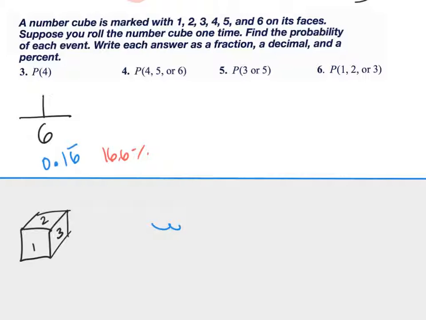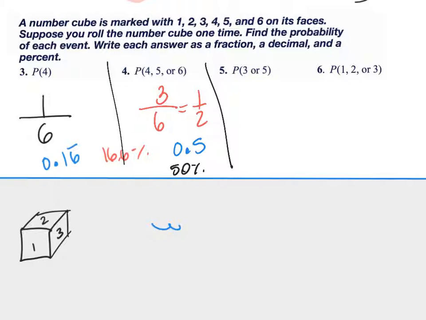The next one's a little bit more complicated because it's asking me for the probability of 3 items happening. It's asking, what is the probability of rolling a 4, 5, or a 6? Well, 4, 5, or 6 is 3 possibilities out of 6 total, which means you have a 1/2 probability, which as a decimal is 0.5, and as a percent is 50%. You could roll a 4, 5, or 6 3 out of 6 times.